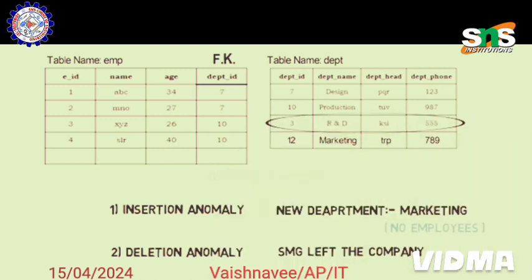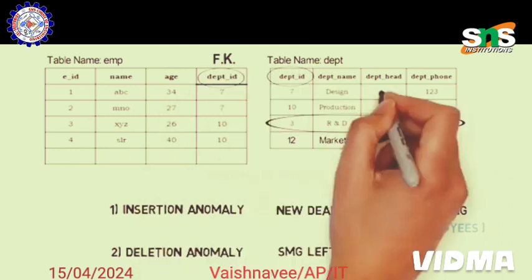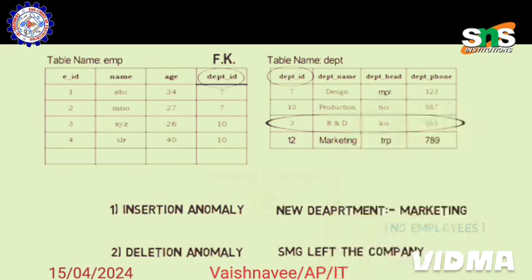And last, we face the updation anomaly. If the department head of some department gets updated, as both tables are linked using department ID, we just need to update a single row in a department table, and this will do the job. This is one example of how normalization can be used to remove anomalies from database.